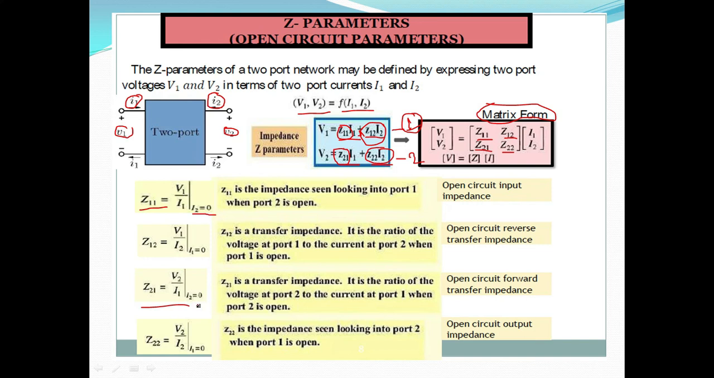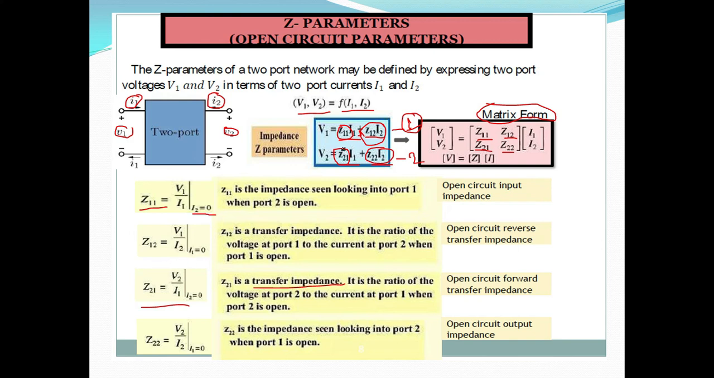Once we set I2 equal to 0, Z21 is called the transfer impedance, and it is the ratio of the voltage at port 2 to the current at port 1. Here we have the output voltage and the input current. When the output current is equal to 0, this is called the transfer impedance.